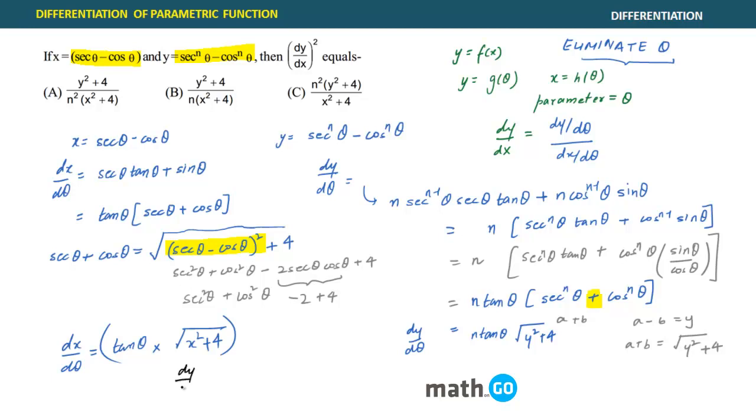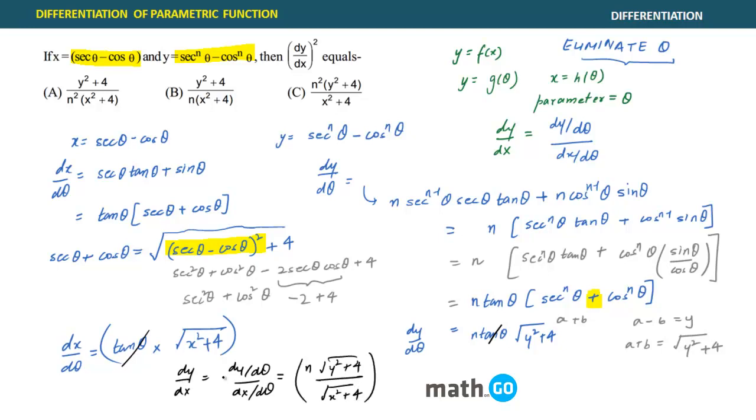So dy by dx is nothing but dy by d theta divided by dx by d theta, and you see that tan and tan will get cancelled out, right? What you will get is n under root y square plus 4 divided by under root x square plus 4. Okay, so this should be the answer, and in fact we wanted the square of this, so just do the square and tell me the answer. So this C part is the option. Okay, so I hope this point is clear.